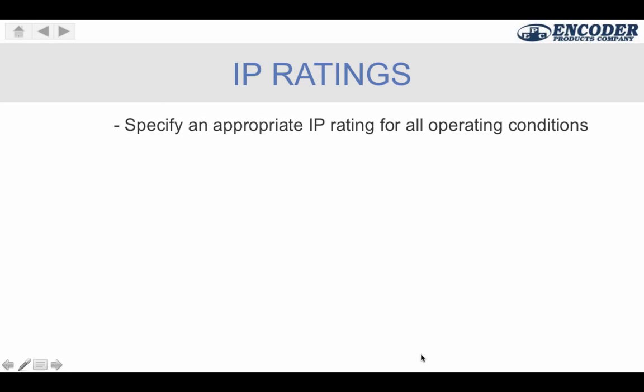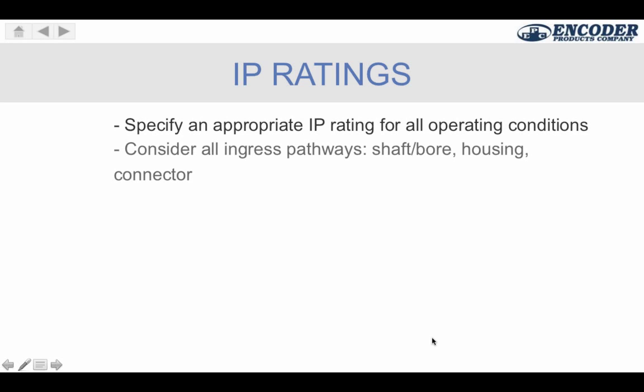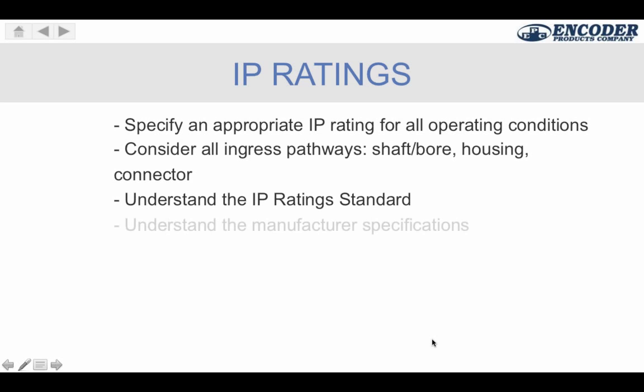So in general terms, specify an appropriate IP rating for all operating conditions, and this would include maintenance. How does the end customer intend to treat that encoder throughout the life of its installation? Consider all the ingress pathways, the housing, the connector, and understanding the standard. And more importantly, how does the manufacturer apply and implement those standards?